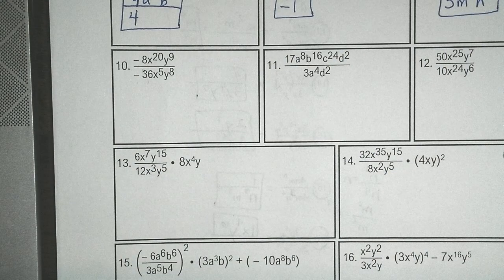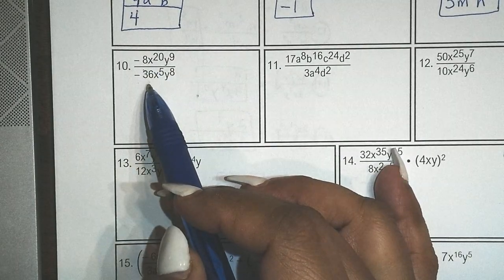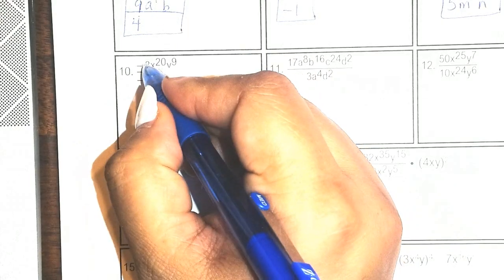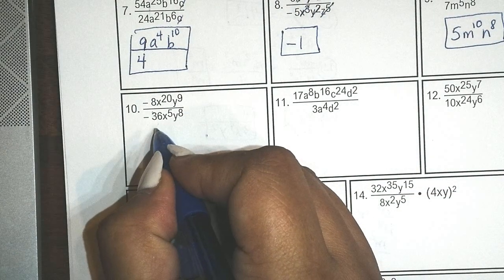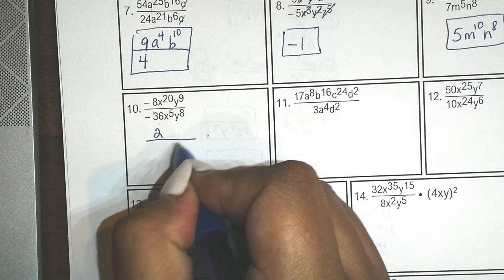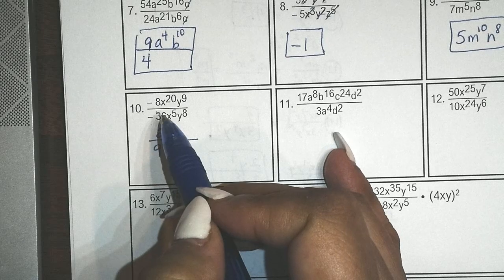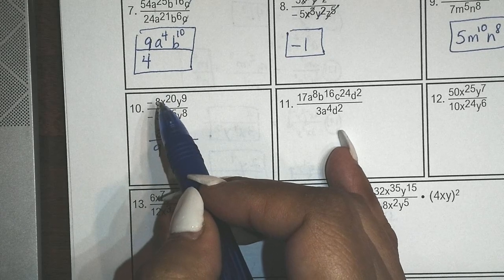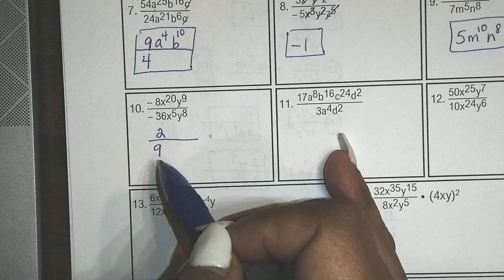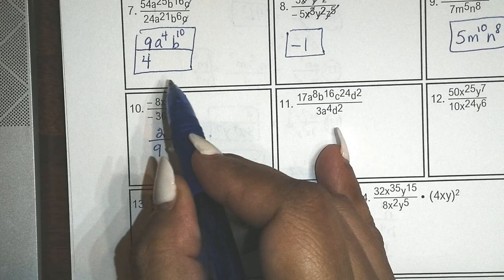The highest number is 4. 4 times 2, 4 times 9. Yep. So let's go ahead and reduce this by a factor of 4. So this is going to be 2, and this is going to be a 9, because 8 divided by 4 is 2, and 36 divided by 4 is 9. Okay.